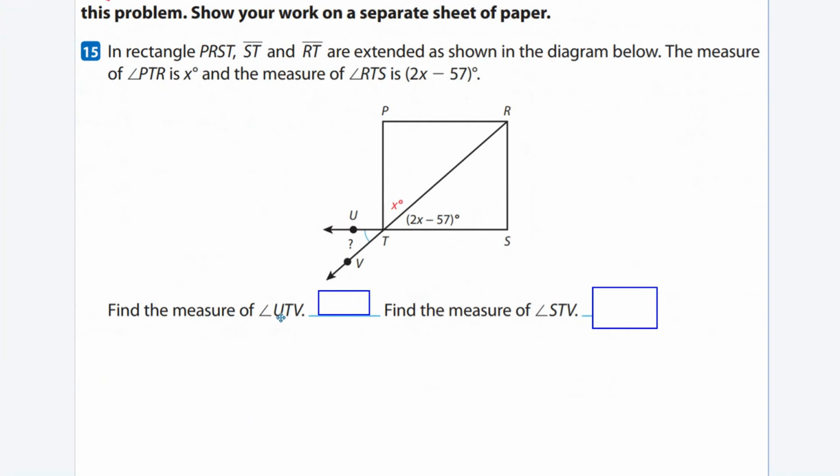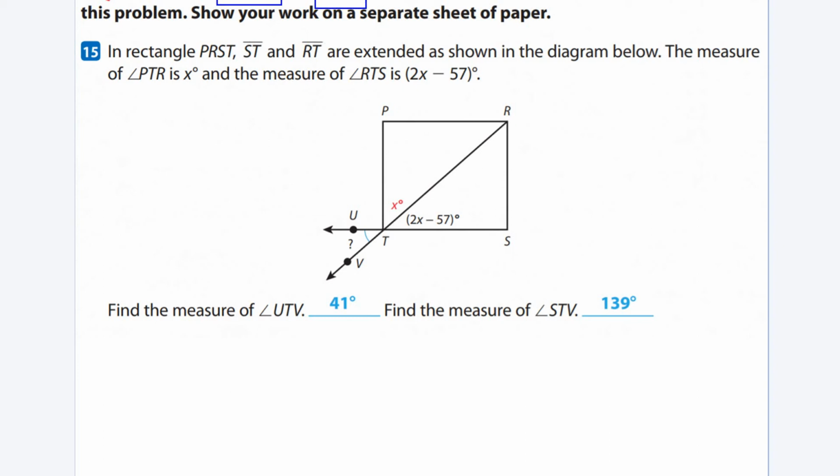The measure of angle UTV, which is this one right here, hopefully you got 41 degrees. You can see it's an acute angle. That means the measure of STV has to be 139 degrees. When I say it has to, I know that these two combined are supplementary, right?